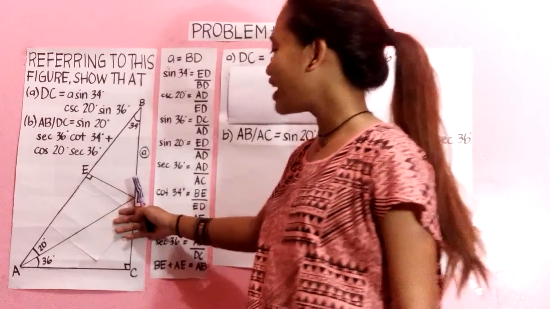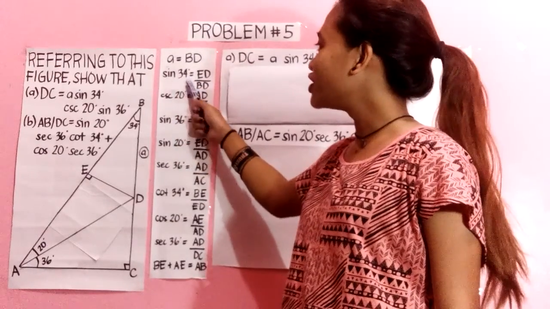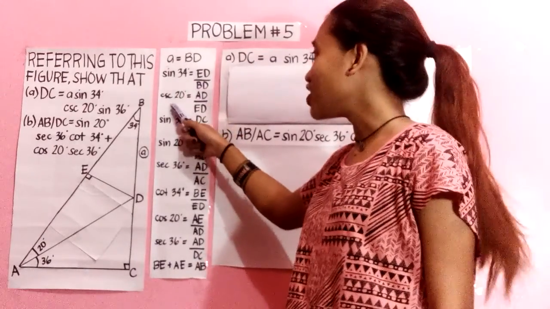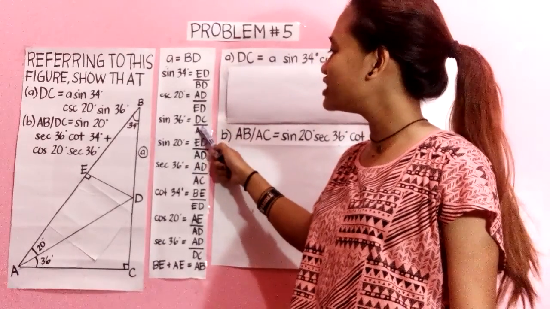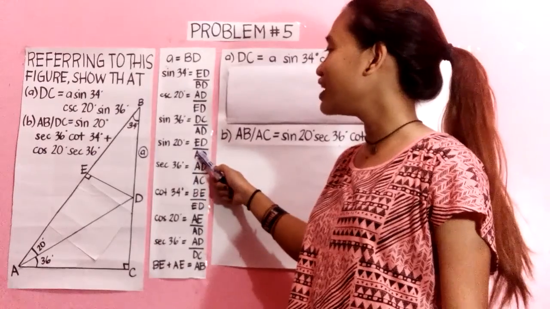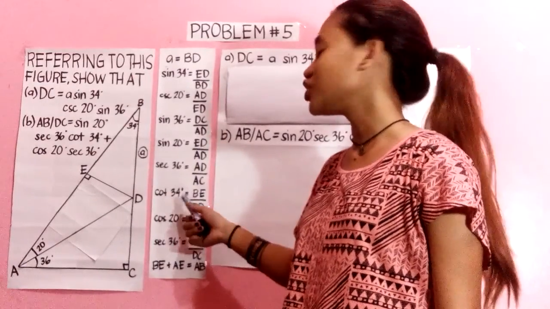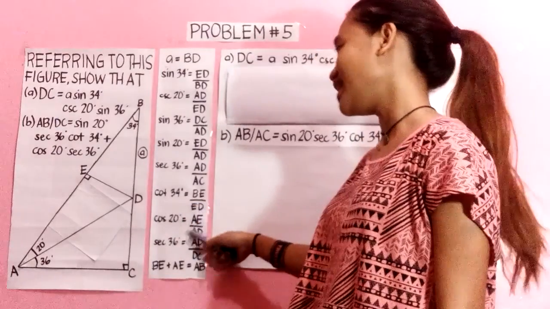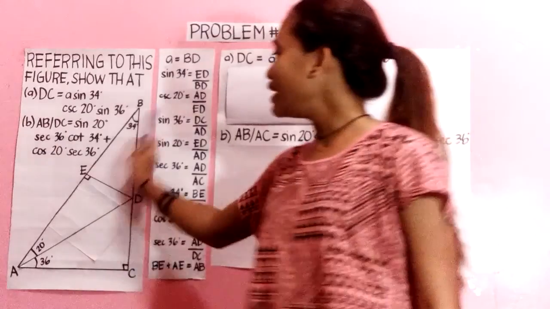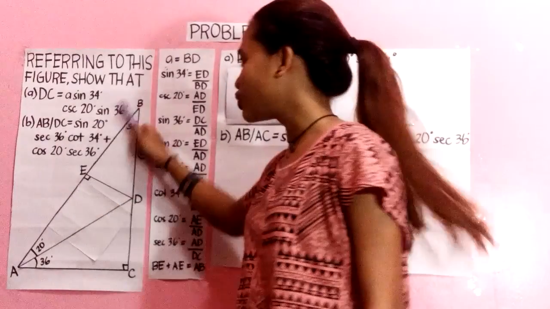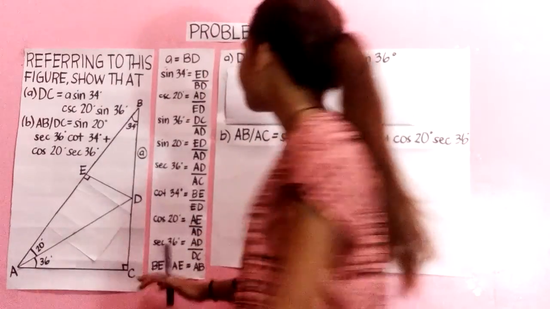So in this, we can conclude that a is equal to BB. Sine 34 degrees is equal to EB over BB. Cosecant 20 degrees is equal to AB over EB. Sine 36 degrees is equal to DC over AB. Sine 20 degrees is equal to EB over AB. Sec 36 degrees is equal to AB over AC. Cot 34 degrees is equal to BE over EB. Cos 20 degrees is equal to AE over EB. And BE plus AE is equal to BA since they are aligning as one line.